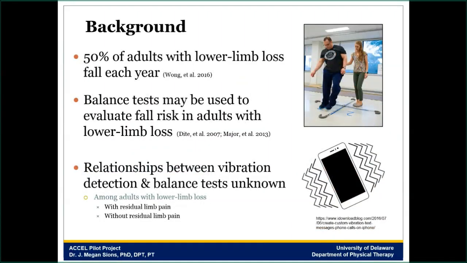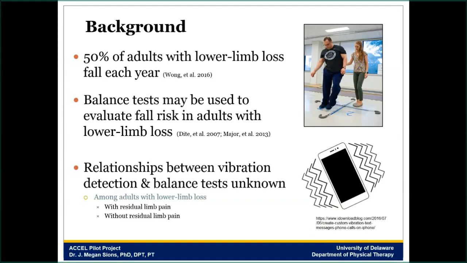So each year, about 50% of adults with lower limb loss will fall, and we know that balance tests can be used to evaluate fall risk in adults with lower limb loss, specifically in clinical practice. But really, to date, there hasn't been any research looking at vibration detection and these clinically used balance tests. And we thought it was important to look at this in people that have lost their limb, with and without residual limb pain, because this pain may actually affect their ability to detect vibration.